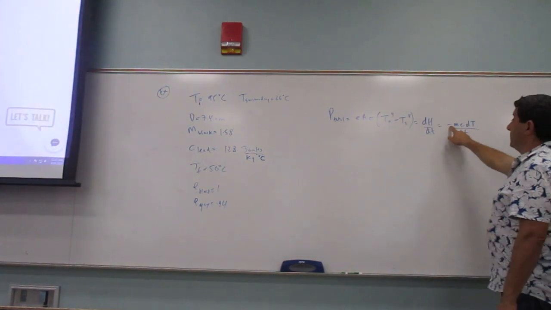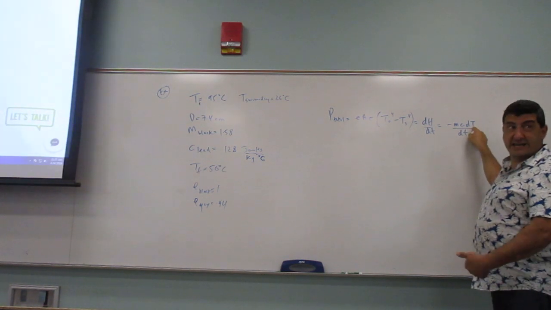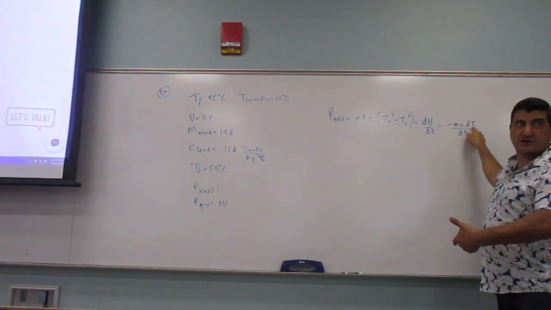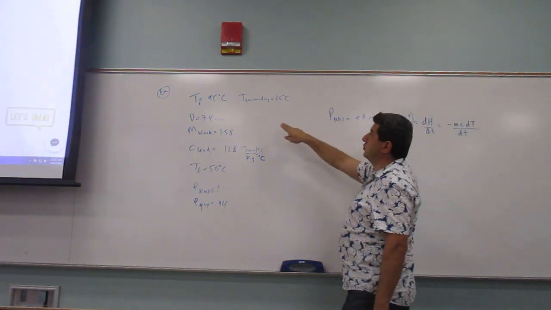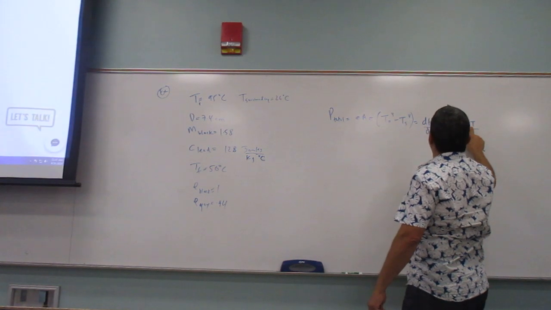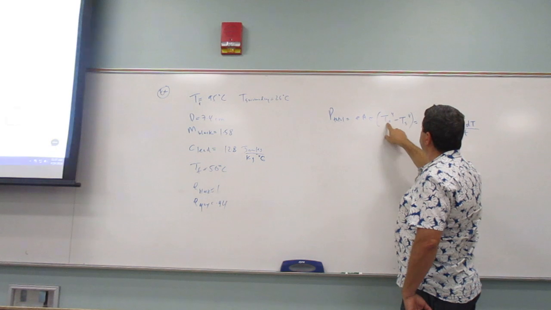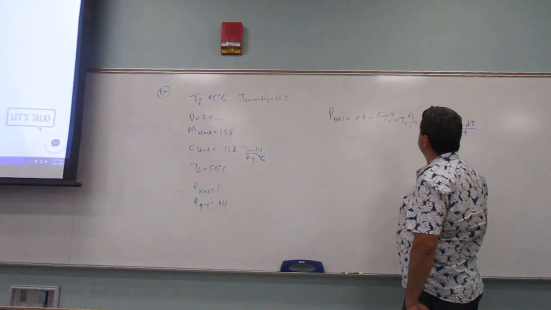Now, why did I put negative? Because the dt is going to end up being negative because you're going to lose temperature, right? The object is going to cool down. So since the dt is negative, you need to put a negative for the heat loss, right? Because temperature of the object is greater than the temperature of the surrounding.